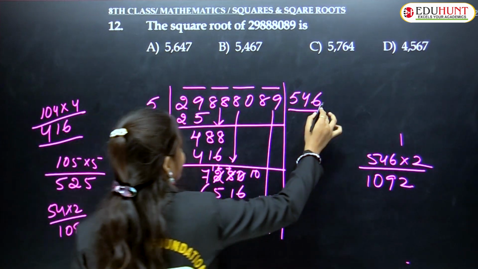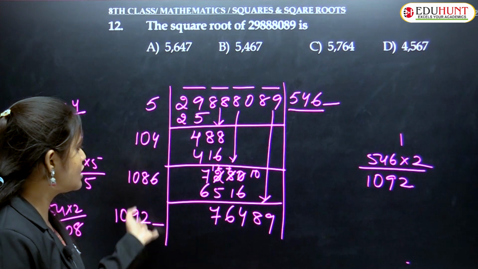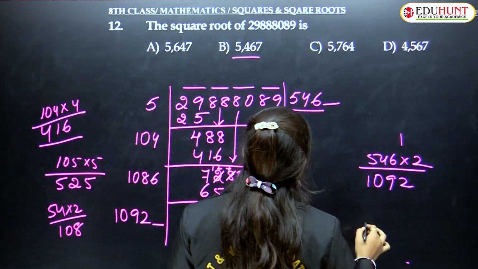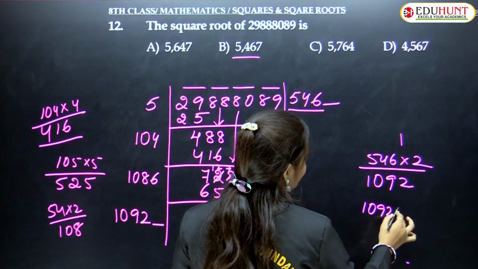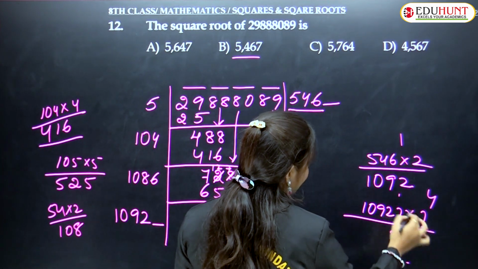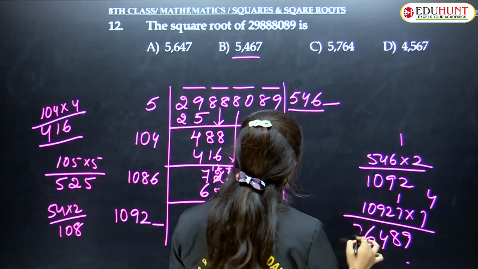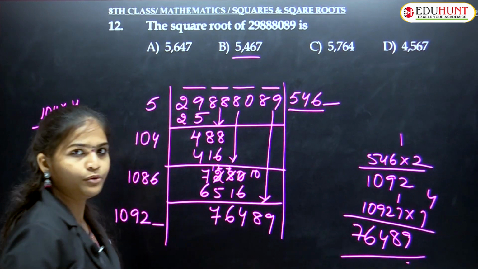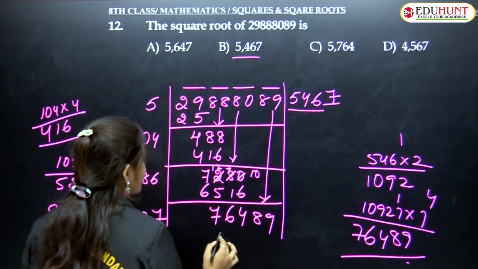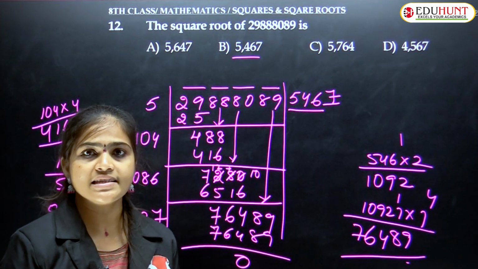Still one more number is required here. Which number? You can go through the options, or else check. Just checking this one, 5 4 6 7, so I'll check 7. So 1092, 7 into 7: 7 7s 49, 7 2s 14 plus 4 is 18, 7 9s 63 plus 1 is 64, 7 0 0 plus 6, 7 1 7. So again we get the same number. So the number we have to place is 7. So 7 6 4 8 9, finally 0. Understand? So what is the square root here?